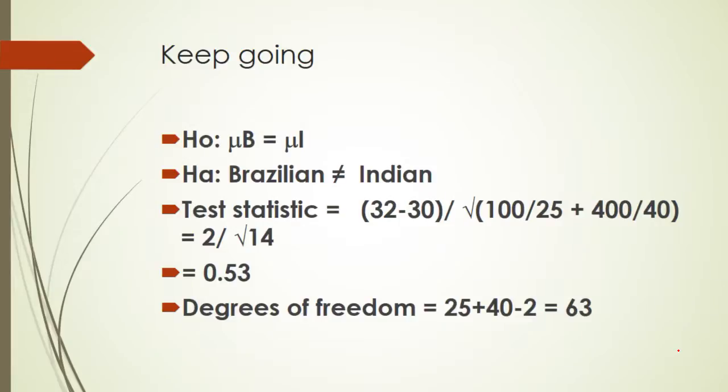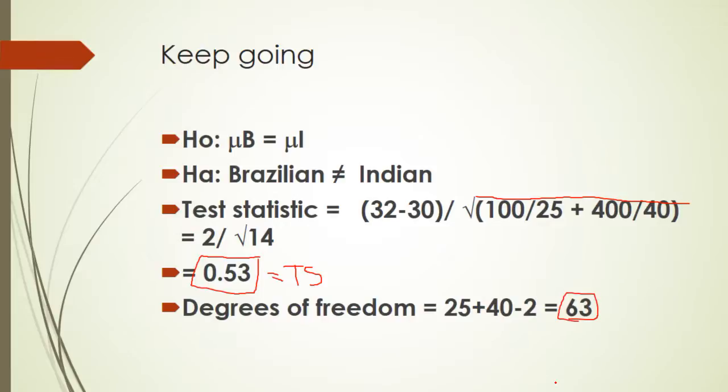So, we have a null hypothesis. The mean for Brazilian is equal to the mean for Indian. The alternative is that Brazilian is not equal to Indian, and Indian food is much better than Brazilian food, but that's a side point there. Our test statistic would be 32 minus 30 divided by, and again, this whole thing is under the square root. That's 10 squared, that's 20 squared, right? 100 divided by 25 plus 400 divided by 40, which is 2 over the square root of 14, and if we calculate that, we get 0.53. That's our test statistic. And again, 63 degrees of freedom.